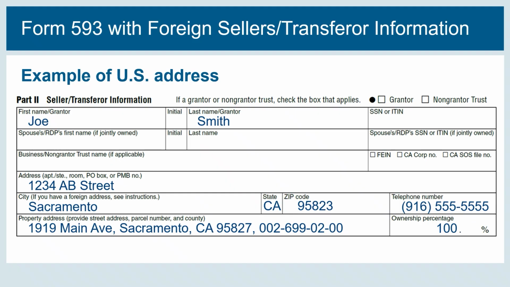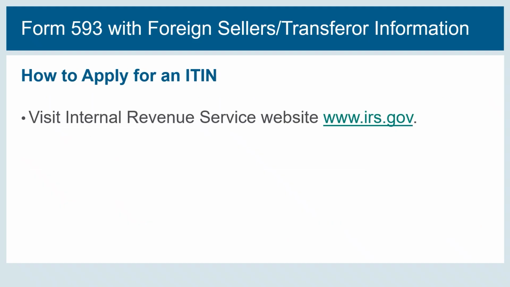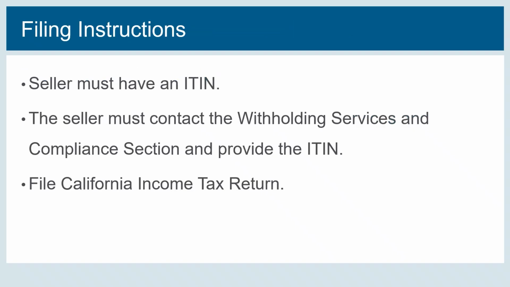Here is an example on how to properly fill out Part 2 with a foreign seller's American address. Ensure that Part 2 is complete and correct. It is important that the address is correct to ensure the seller receives future correspondence. If a seller inquires how to apply for an ITIN, advise them to visit the Internal Revenue Service website and follow their instructions.